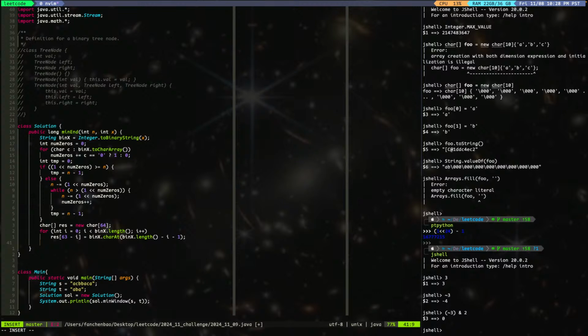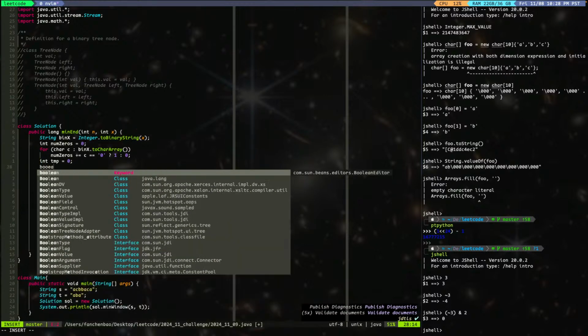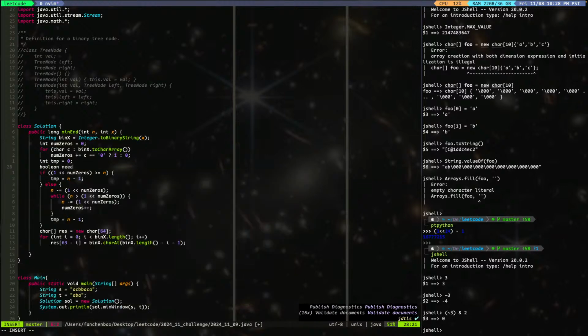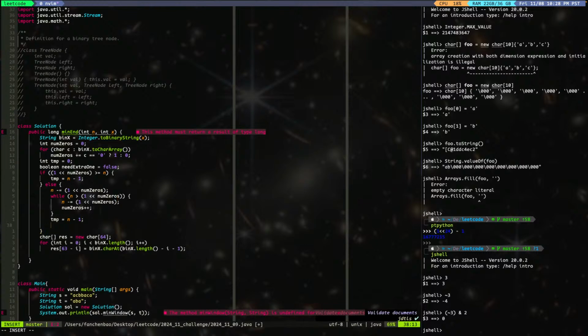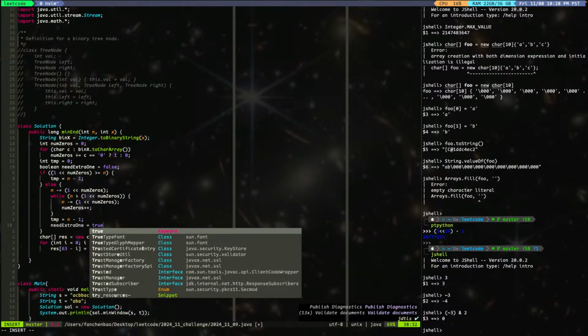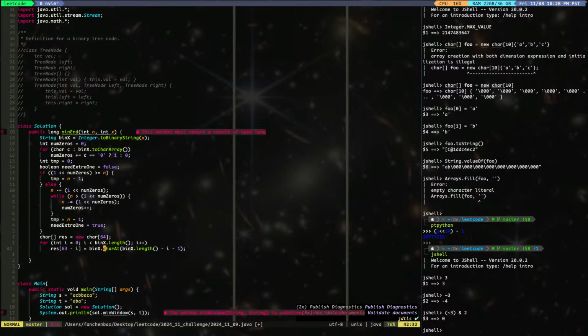How do we handle that? Because I do num of zeros, right? And how do I know if I need extra 1? I think I probably need to put here a boolean, need extra 1. Let's call it false. Okay, but when you're coming here, you do need extra 1 equal to true. Okay, I can use this to decide whether we need extra 1.